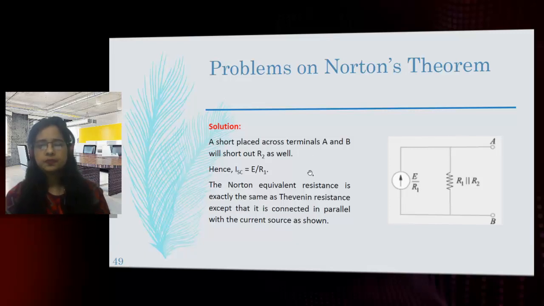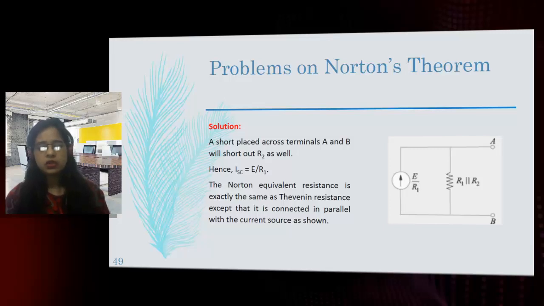As viewed from the open terminal, when we view from this side, the resistance appearing in the circuit is called Norton's resistance or Thevenin's resistance. Okay, so let us begin with the problem.